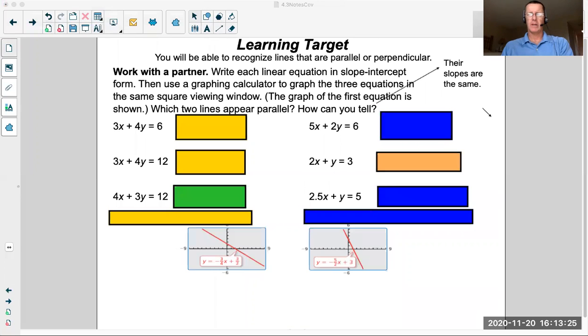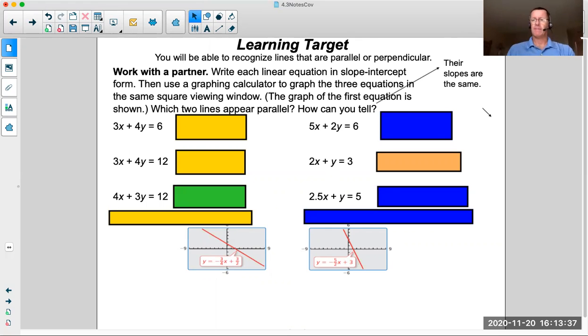Your learning target is to be able to recognize lines that are parallel or perpendicular and even be able to write equations for them. Okay, so find your imaginary partner or catch up with somebody. Do it together. You're going to write each linear equation in slope-intercept form. So there's 6 equations here. You're going to write them in slope-intercept form. Remember what that is? y equals mx plus b.